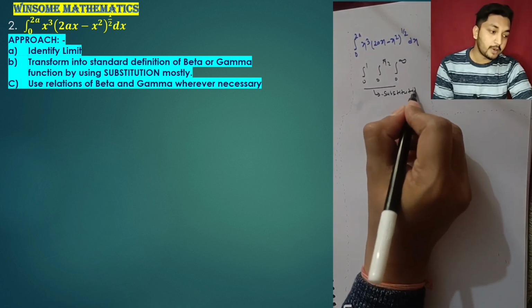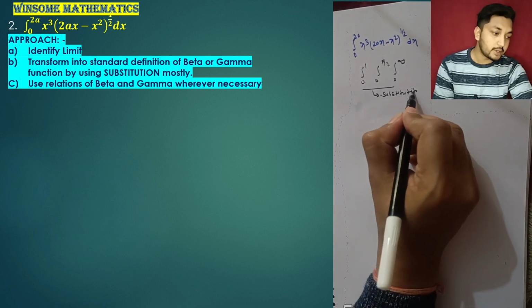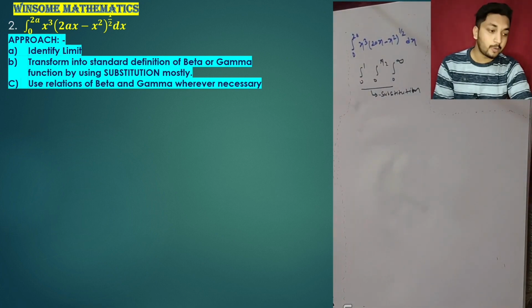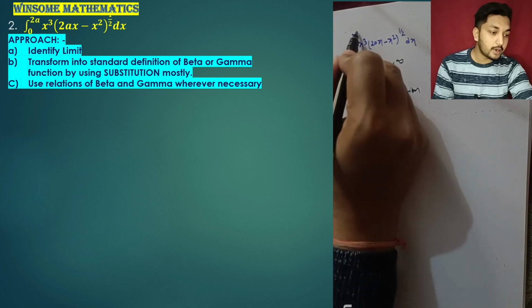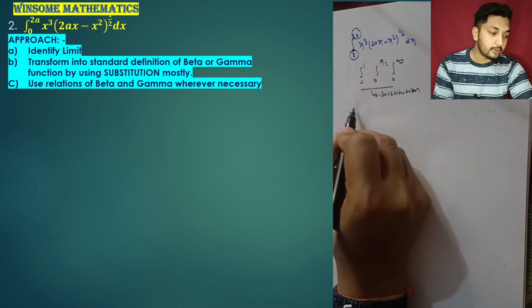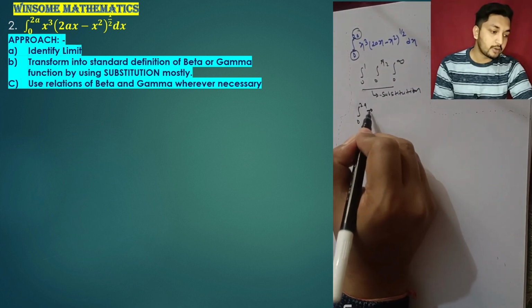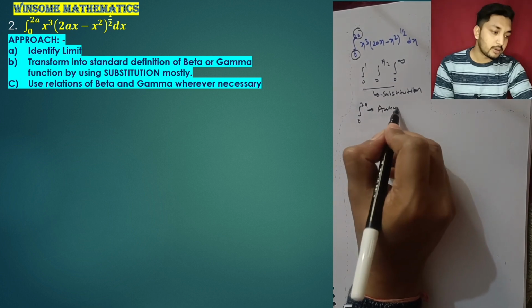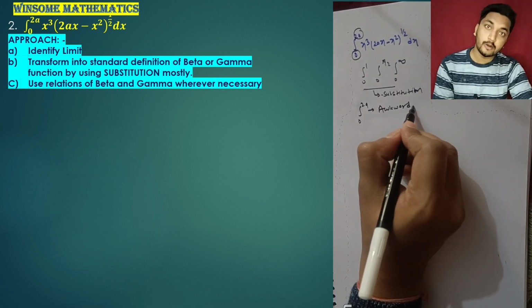So what is our problem? Our problem is the awkward limit. We don't want to see 0 to 2a. This is an awkward limit. So how do we get rid of it?